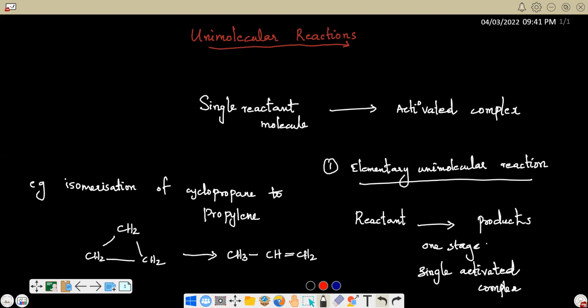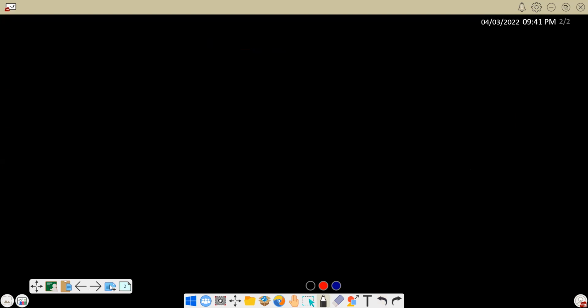Okay. So this is the first classification of the unimolecular reactions. Unimolecular reactions are of two types. The first one we have discussed, that is the elementary unimolecular reactions. Here the products are formed from the reactant through a single activated complex. We have already discussed one example, the isomerization of cyclopropene to propylene. Next, we can look at the next category.